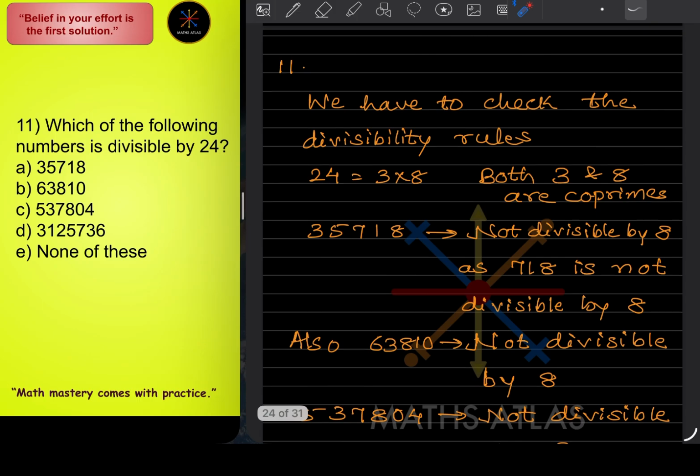So here we have to see first the divisibility rule. For 24, we can take 3 into 8. Here, both 3 and 8 are coprimes. So what do you mean by coprimes? Coprimes are actually the pair of integers whose HCF, the highest common factor, is 1. So why do we say this is 1? If we take 3, that will be 1 multiplied by 3. If you take the factors of 8, 1 into 2 into 2 into 2. So you can see the common factor is just 1. So we can see these are coprimes.